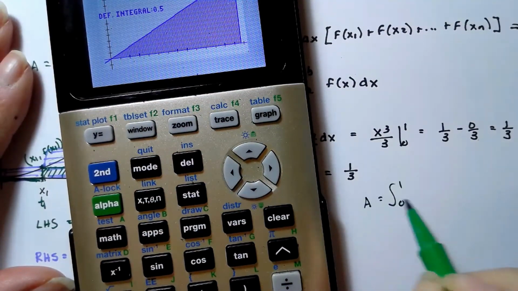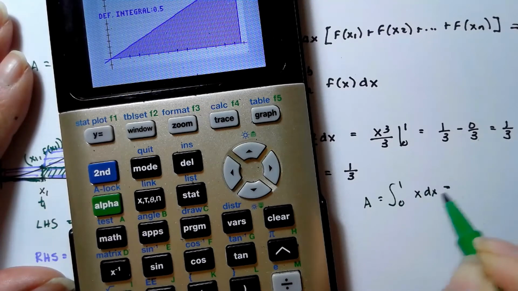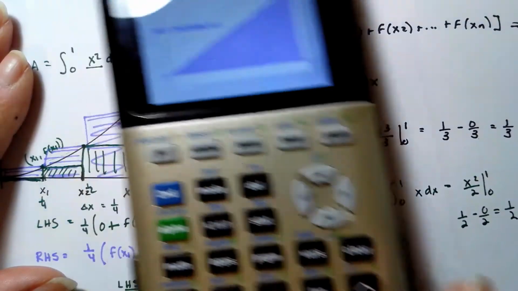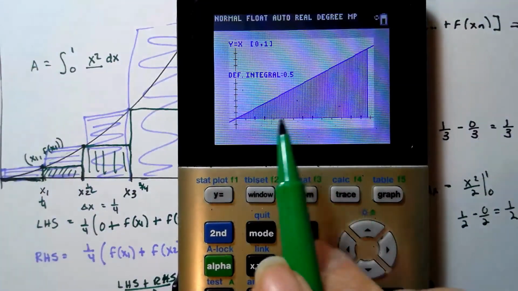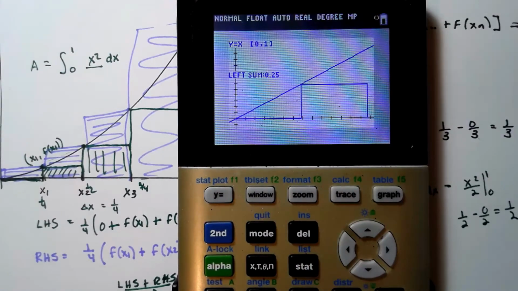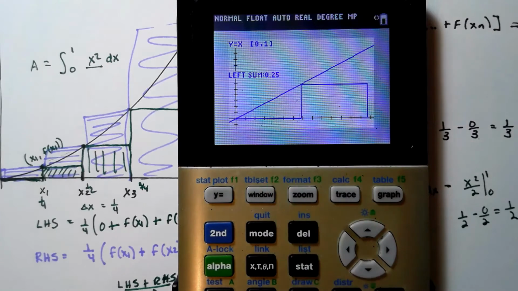So the area is equal to the definite integral from 0 to 1 of x dx. Well, when we integrate x, we get x squared over 2. And if we evaluate that from 0 to 1, we're going to have 1/2 minus 0 over 2, or 1/2. And as you can see, what came up on the calculator is 1/2. If I go back to, say, a left-hand sum, you see I get a quarter here with just 2 partitions.